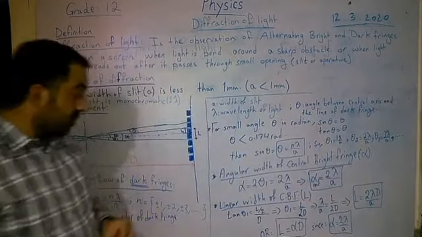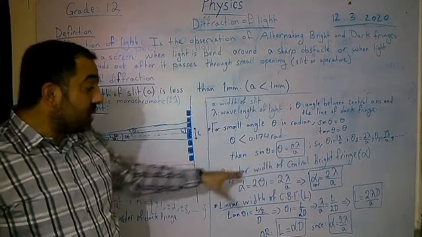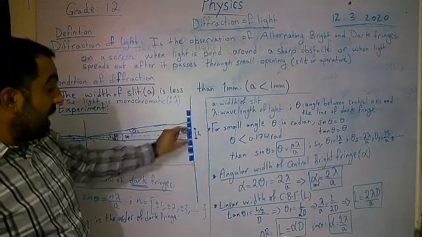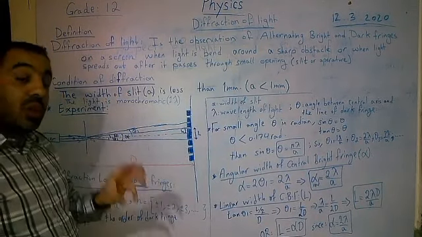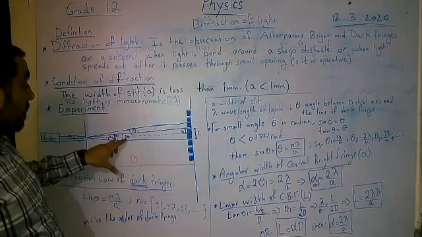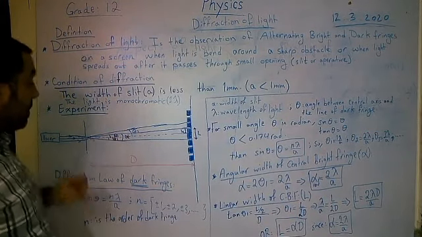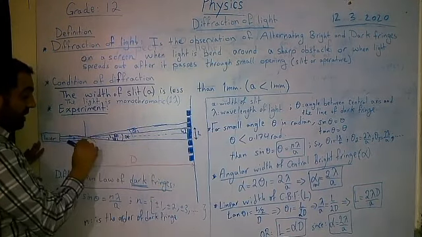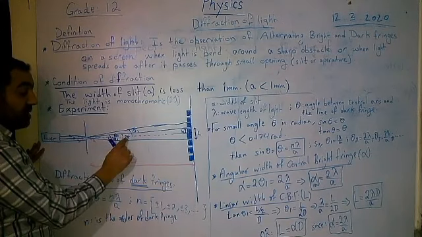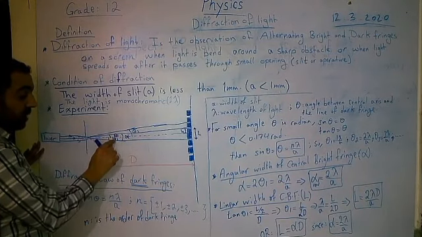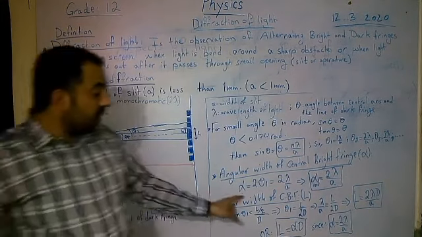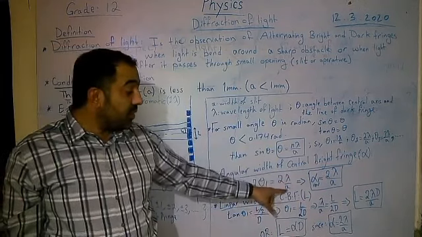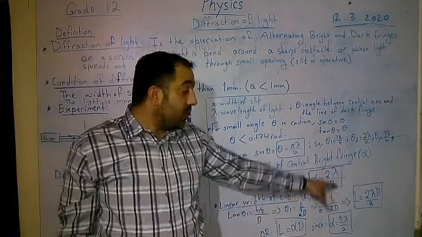Now, two important notes here. First, the angular width of the central bright fringe. The central bright fringe has a quantity called angular width, alpha. The central bright fringe facing an angle at the slit is called alpha. This alpha equals theta 1 plus theta 1. So alpha equals 2 theta 1. We replace theta 1 by lambda over a, so alpha equals 2 lambda over a.